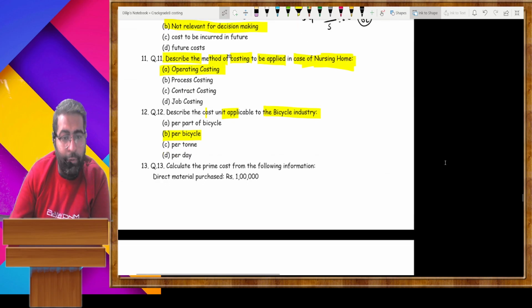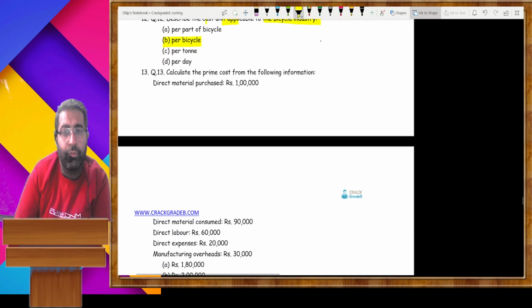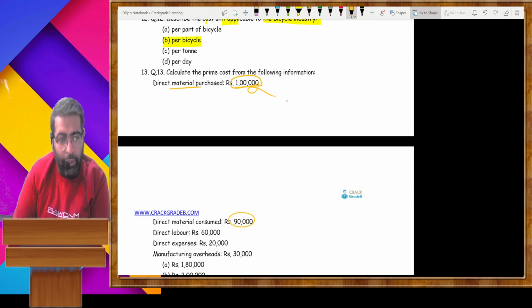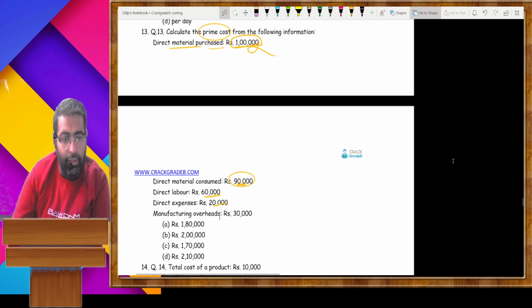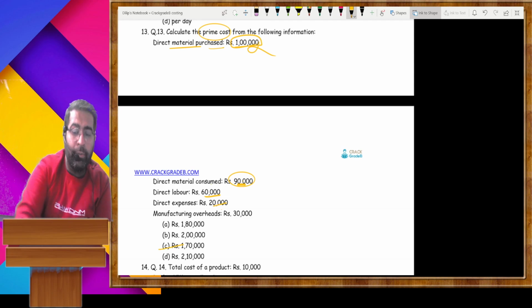Calculate the prime cost from the following. Very easy question. Listen very carefully. Direct material purchase 1 lakh. Direct material consumed 90,000. We don't need to include direct material purchase. We need to include only direct material consumed, direct labor, and direct expenses. All the direct expenses are regarded as prime cost. So 90, 60 and 20. How much? 180, 170. So what is the answer? Tell me fast. Answer is 170. Okay.